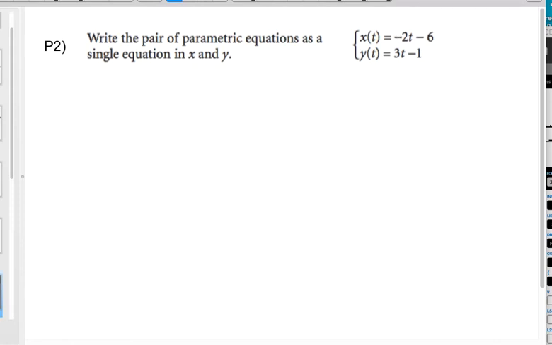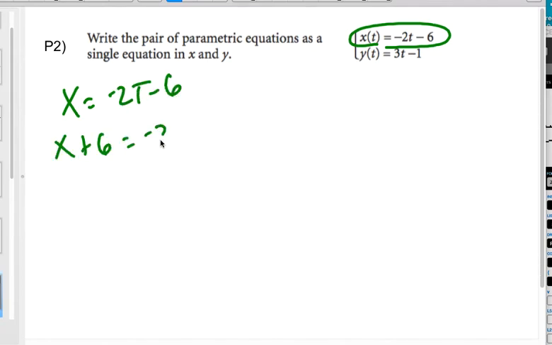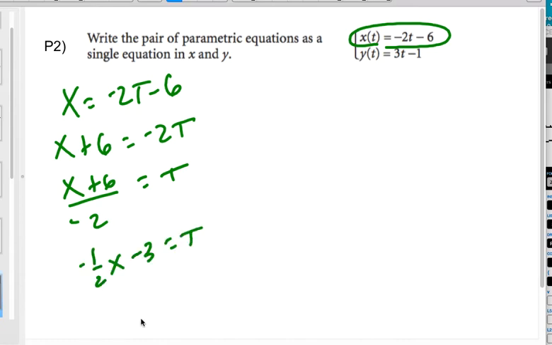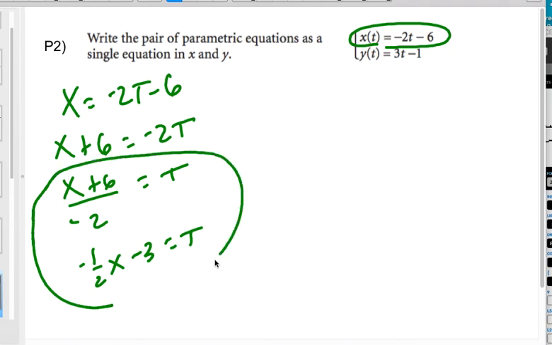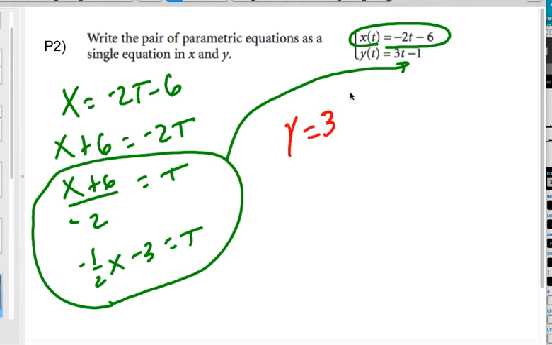So again, here, it doesn't matter which one you solve for. Try P2, right? I'm going to pick x again, but you can do whichever one you want, right? So I'm going to pick x equals negative t minus 6. x plus 6 equals negative 2t. So x plus 6 all over negative 2 is my t, or you could make this a negative 1/2 x minus 3 if you like that better. It doesn't matter, right? Either way, you're going to take whatever you use for t and plug it in here, right?